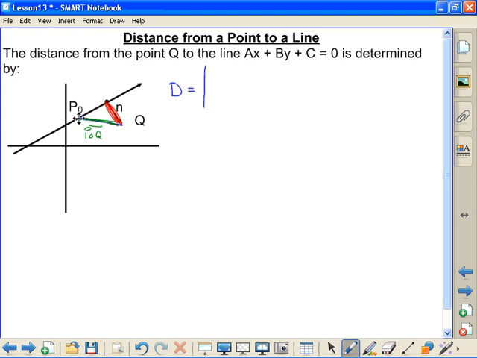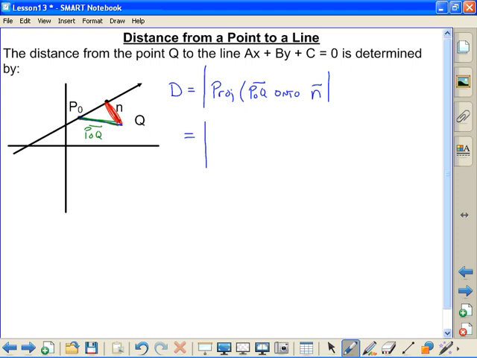So what we're really looking for is the projection of the vector P naught Q onto the normal vector. Oops, can't draw my N's. And that would give us the distance from the point to the line. Once you have that, things start to clean up, and I'll show you how the formula is then derived.